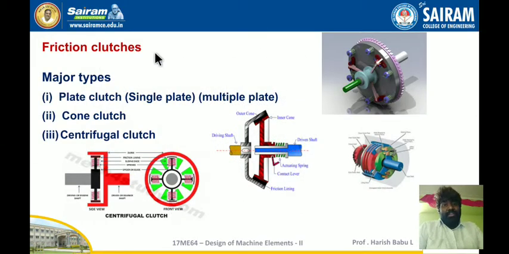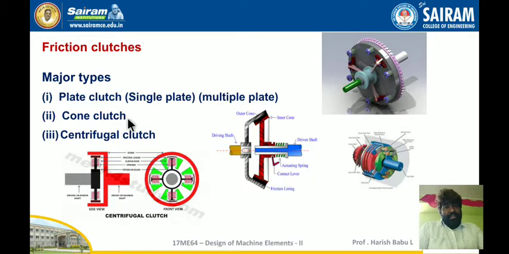So the types of frictional clutches, the major types you're going to use, are the single plate or multi plate, the cone clutch, and the centrifugal clutch. In a single plate clutch, a single plate is considered for the driven shaft, and we have a single lining of the frictional material, with maybe one side effective or both sides effective. When both get in contact, the frictional force is generated, and because of that the driven shaft will be driven.